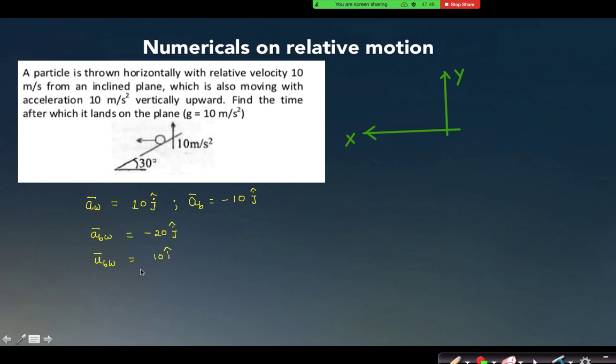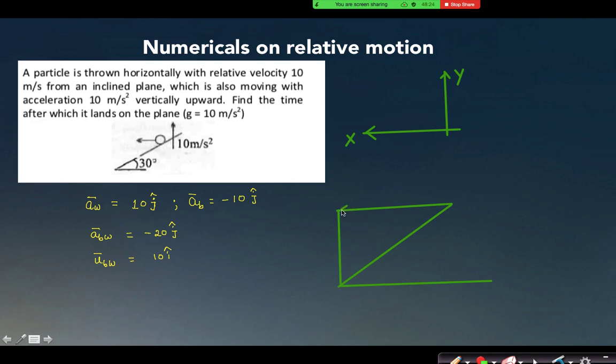Now I can use simple projectile motion equations, but instead of acceleration to be minus 10, now I have to use acceleration to be minus 20, because I am looking at the situation from the reference frame of the wedge, right? So if this is the wedge, then this is the initial velocity of the ball. So this is the ut vector, and the half at square vector is downward, coming downward.